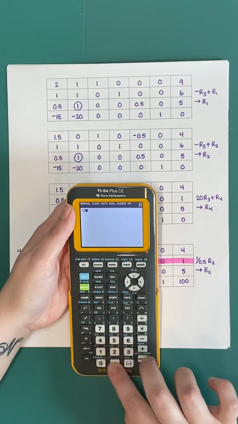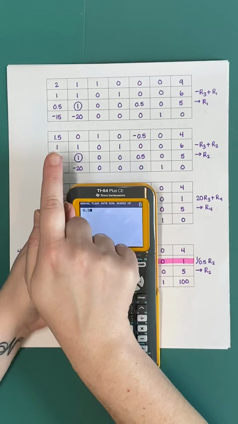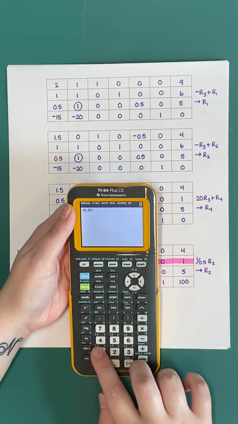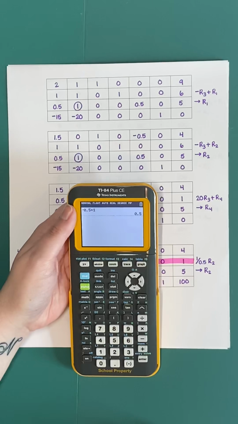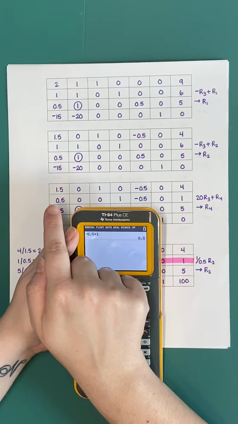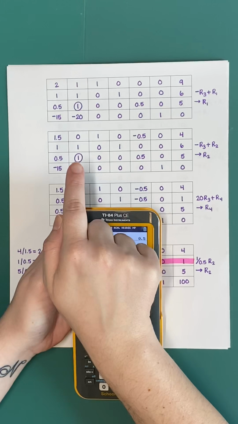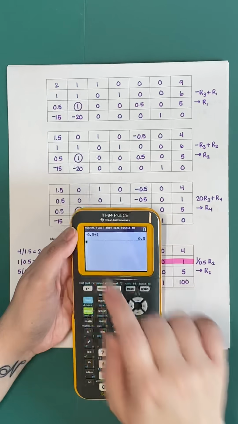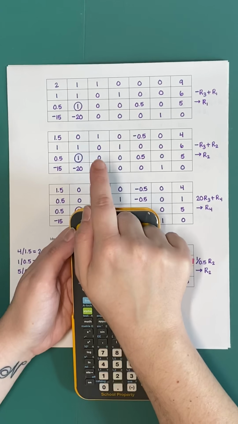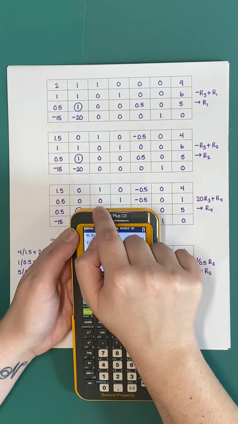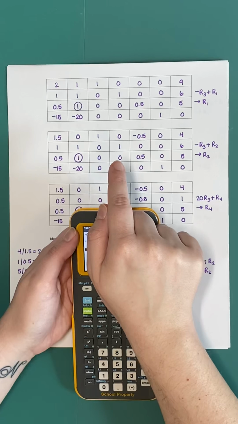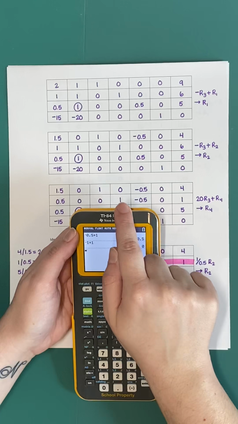So negative 0.5 plus row 2, so plus 1, is going to give me 0.5. So there's that element. Okay, negative row 3, so negative 1 plus 1 is going to give me 0. So there's that 0. Okay, negative row 3, so negative 0 plus row 2. Well, negative 0 is 0, plus 0 is still 0, so that didn't change. Negative 0 plus 1 is just going to be 0 plus 1, which gives me a 1.